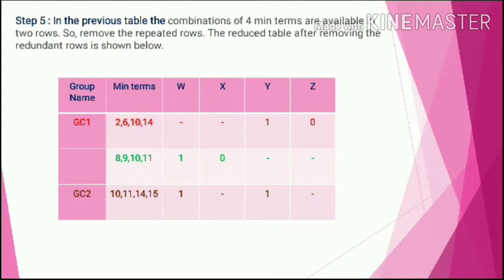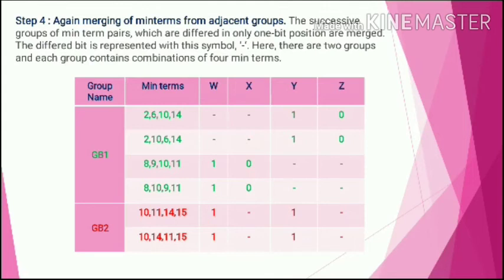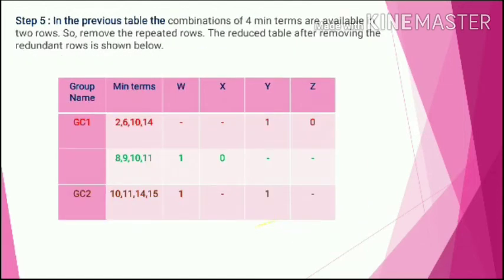So the group 2, 6, 10, 14: take that value hyphen hyphen 1, 0. And then again 8, 9, 10, 11: take that value 1, 0 hyphen hyphen. Again 10, 11, 14, 15: take that value 1 hyphen 1 hyphen. So from the 6 rows we can form the 3 rows by removing the repeated rows. The reduced table after removing the redundant rows is shown here.